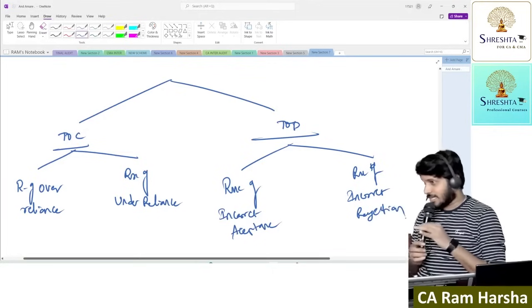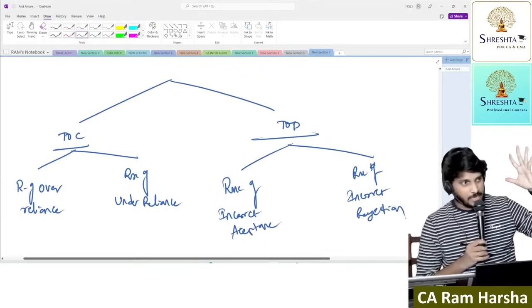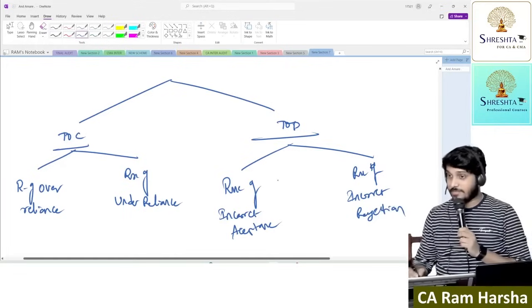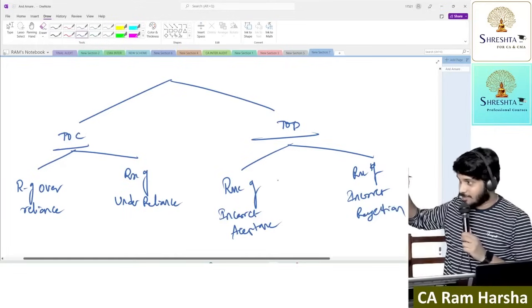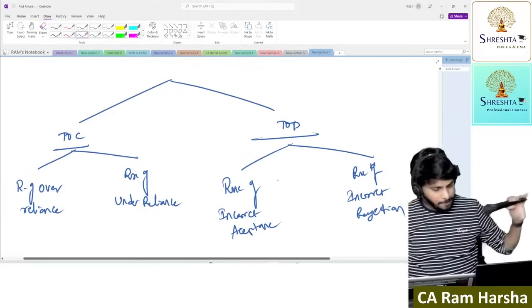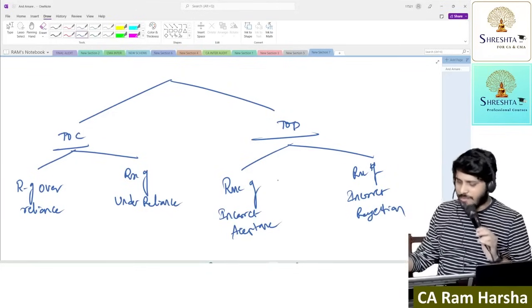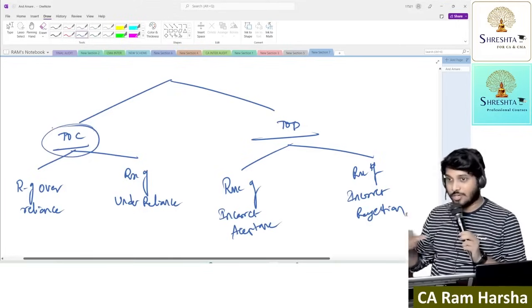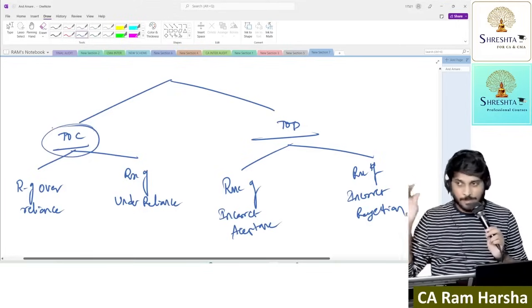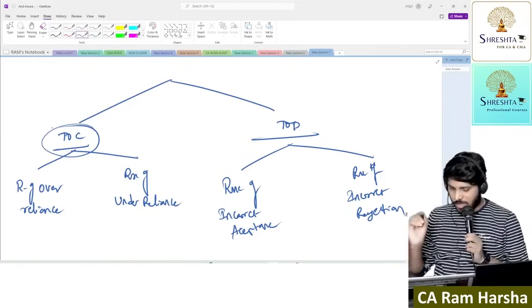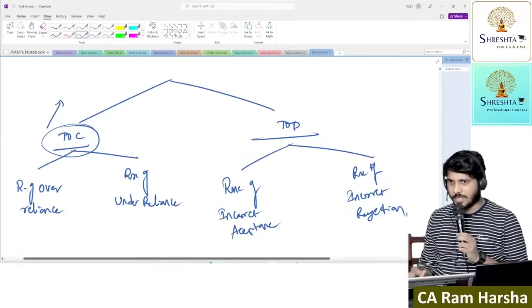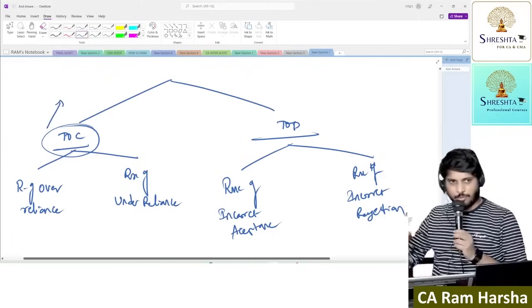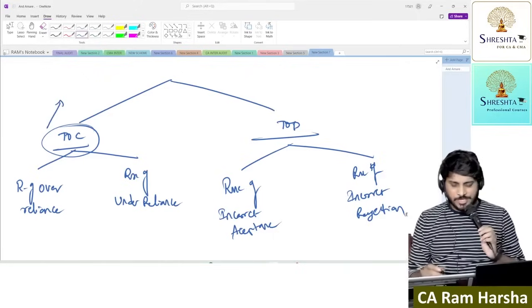What are they? Risk of over reliance and risk of under reliance in case of controls. In case of details, risk of incorrect acceptance and risk of incorrect rejection. Look, we verify controls also on a sampling basis only. Controls we verify on what basis? Sampling basis.